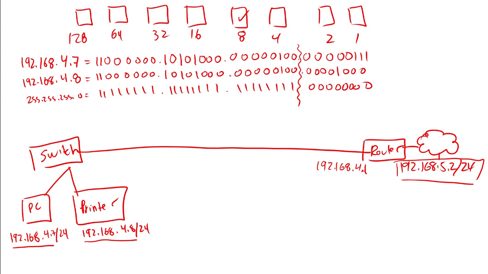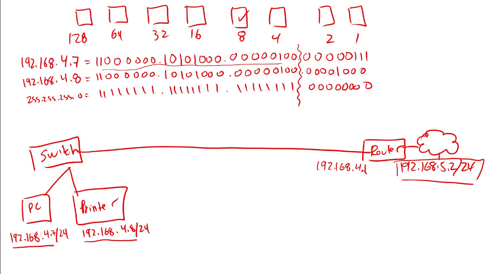So if two addresses are in the same subnet, then anywhere the subnet contains a 1, the two addresses will match. And anywhere it contains a 0, they may match or they may not match. So in this case, 4.7 and 4.8 match completely on the left side where the 1s are. They don't match on the right side, which is fine.